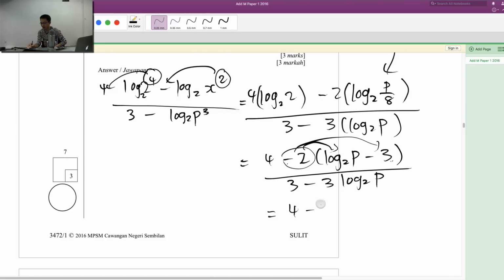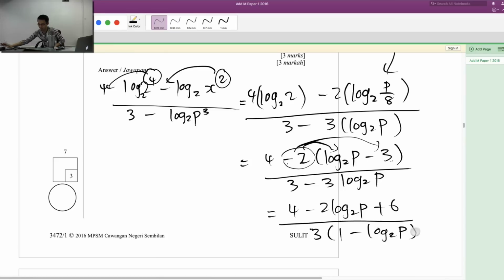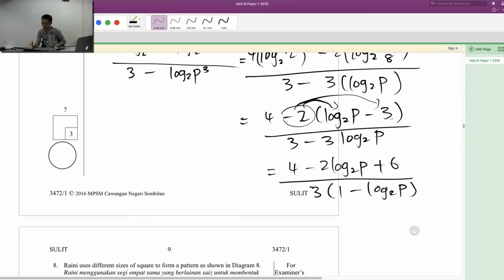It's the same. Minus 2 log 2p plus 6 over, this one. Okay, it's fine. Maybe I can factorize out the 3. 1 minus log 2p. And I do the one last step. This one will become 10 minus 2 log 2p over 3 bracket 1 minus log 2p.